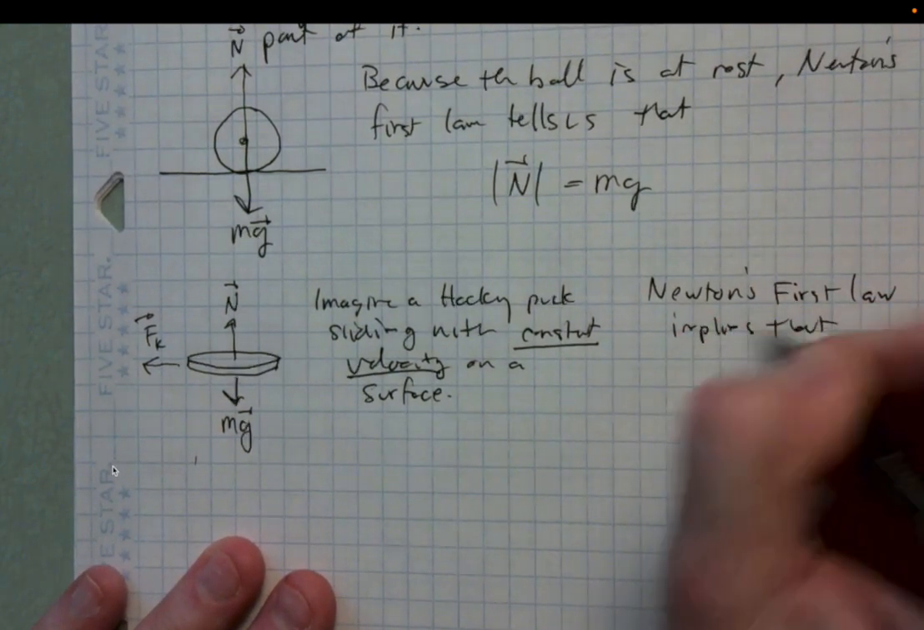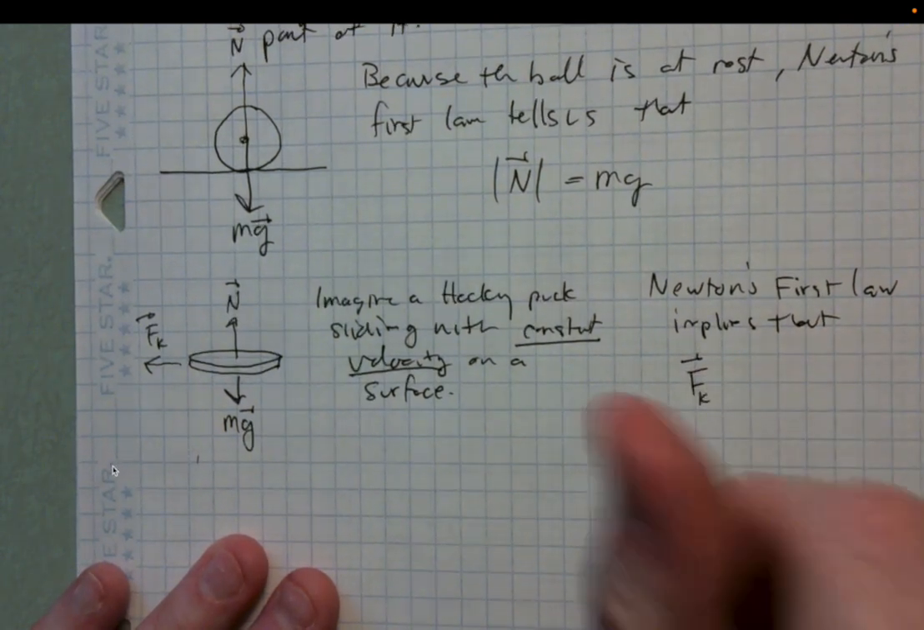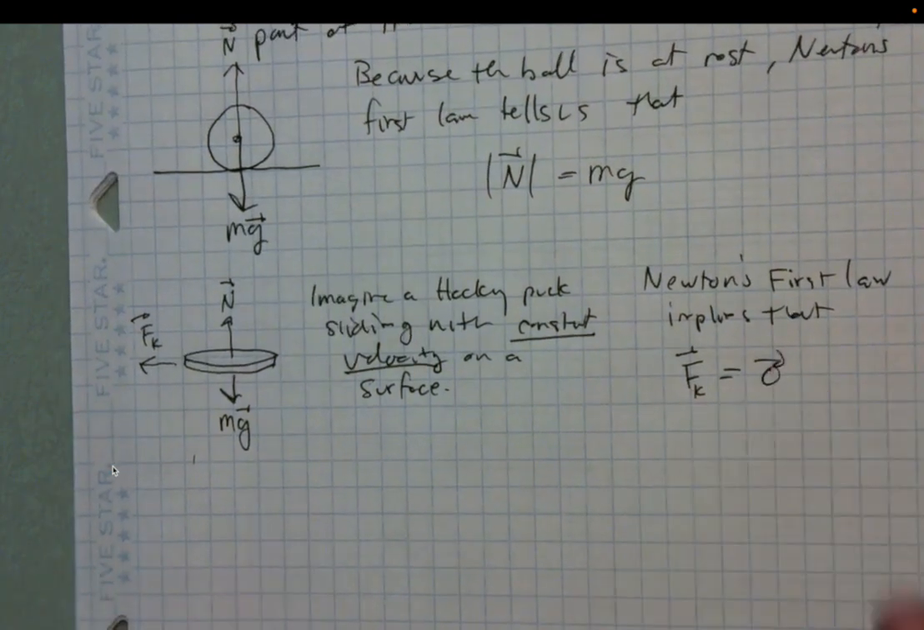Newton's first law implies that in this case the kinetic friction force must be equal to 0. The acceleration is 0 because of the constant velocity. So Newton's first law tells us that the kinetic friction is equal to 0, and therefore the surface is frictionless.